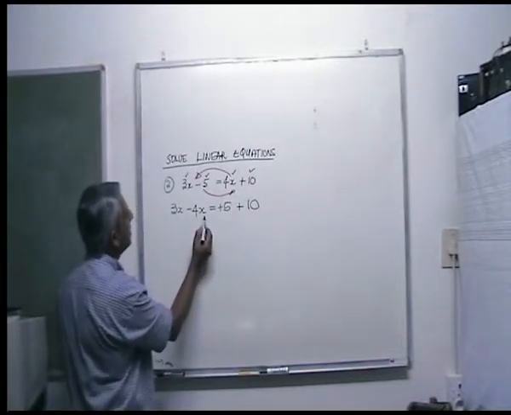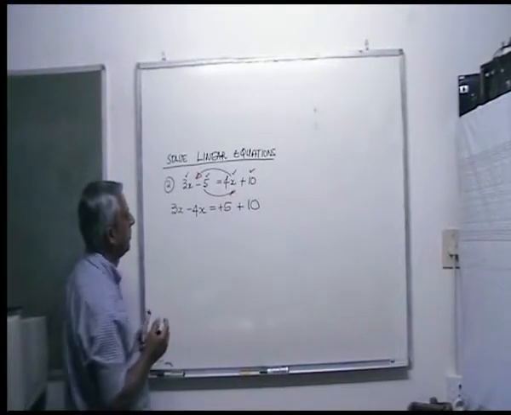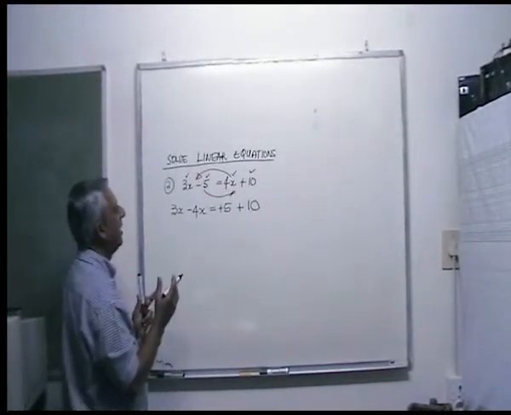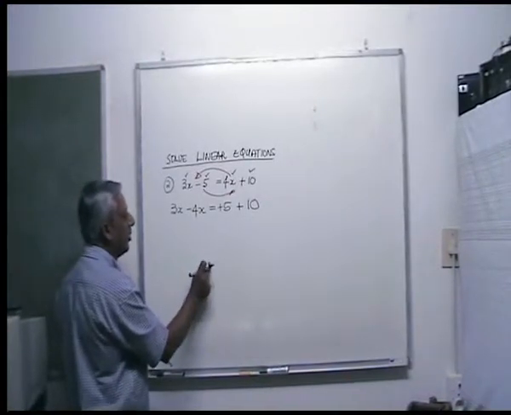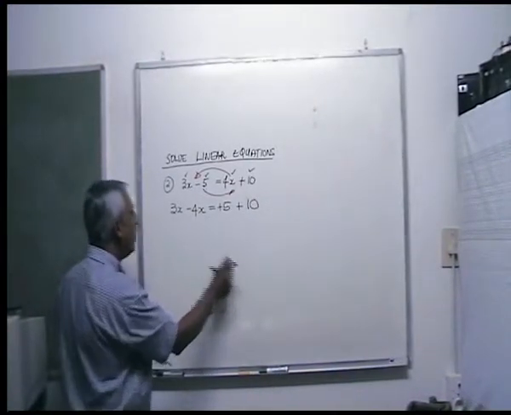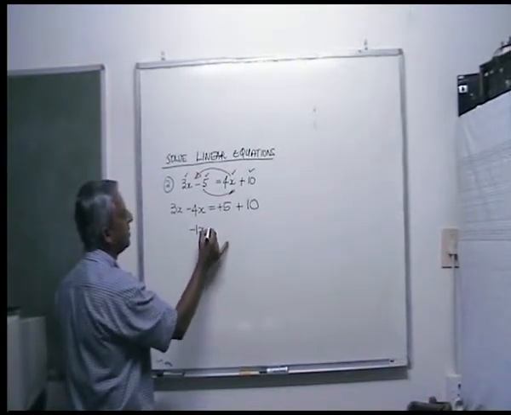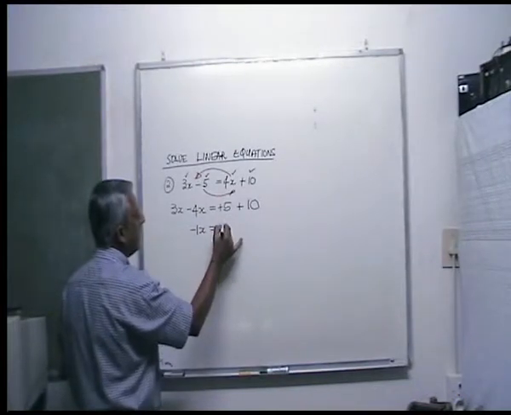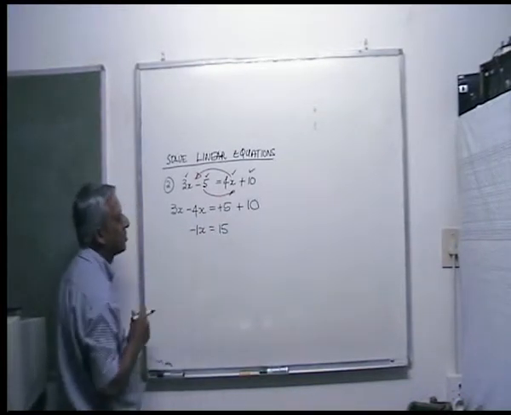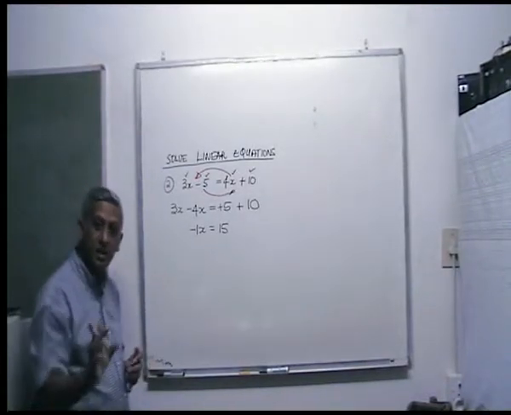Now at this stage, we are adding 3 minus 4. You're adding positive 3 and negative 4. You can put it in a scientific calculator. Plus 3 plus minus 4 is equal to, and you will get minus 1x is equal to 5 plus 10, 15.